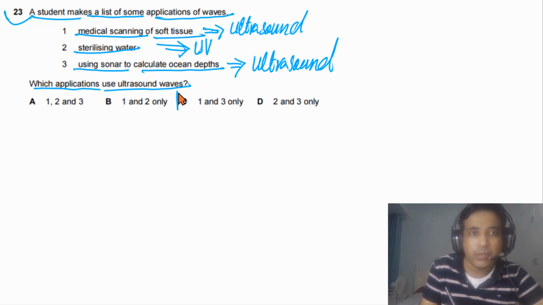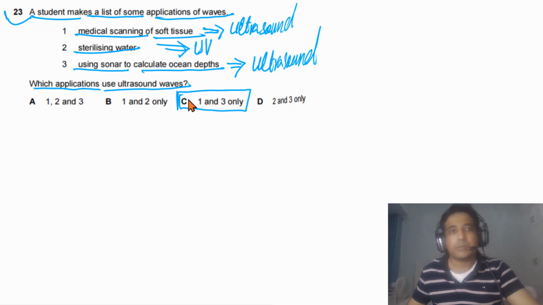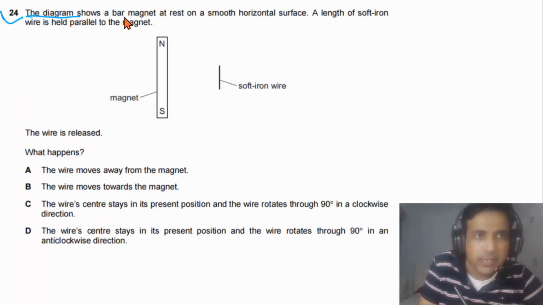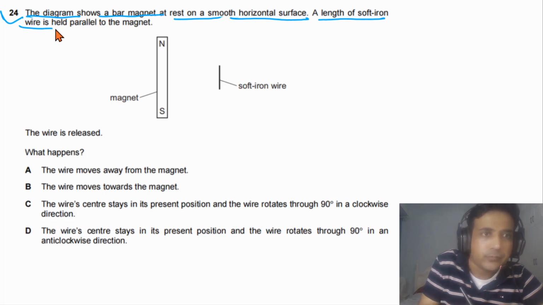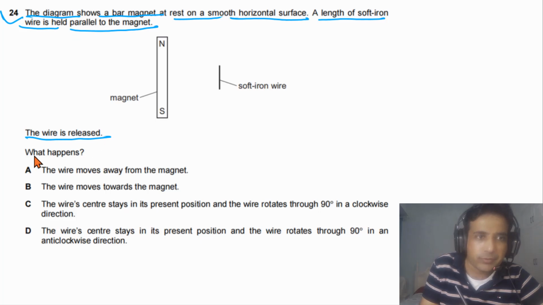Applications of ultrasound waves: 1 and 3 only. So the answer is C. Question 24 says the diagram shows a bar magnet at rest on a smooth horizontal surface. A length of soft iron wire is held parallel to the magnet. The wire is released. What happens?